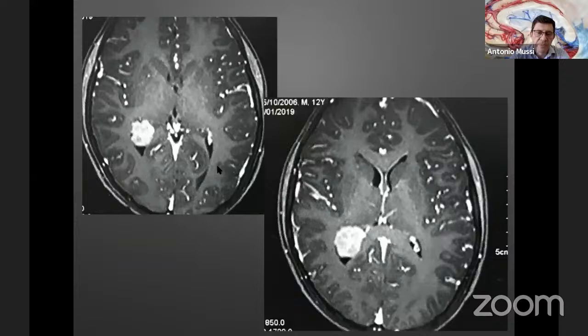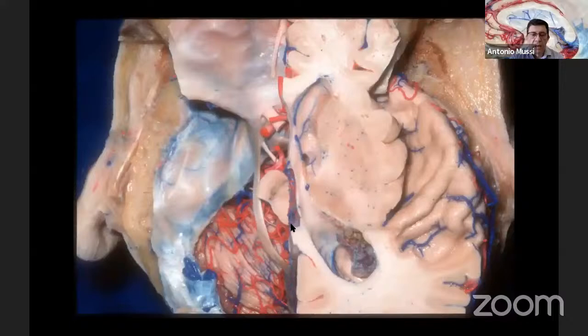And finally, also lesions located in the atrium. This was a child with a small lesion located in the atrium. If you come laterally, you can damage the optic radiation. So another way to remove this lesion is coming, again, with exactly the same approach, the occipital transtentorial approach. The atrium is located just above the quadrigeminal cistern.